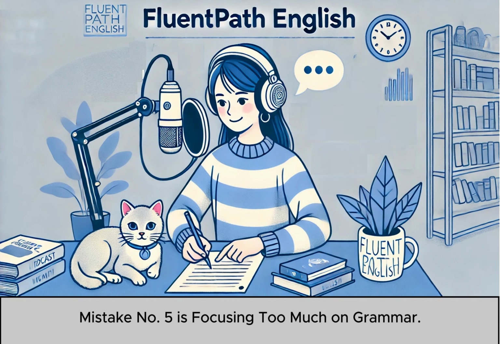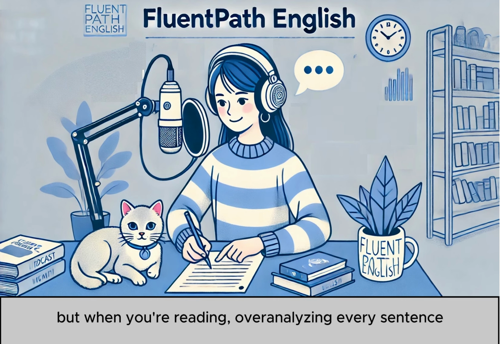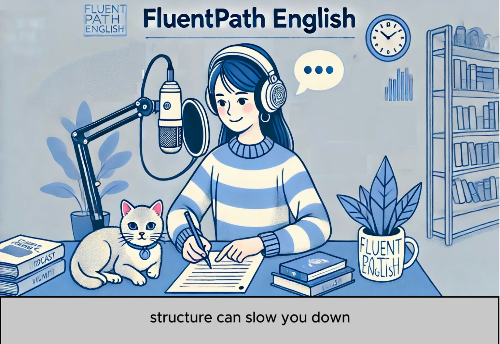Mistake number 5 is focusing too much on grammar. Of course, grammar is important, but when you're reading, overanalyzing every sentence structure can slow you down and make the experience less enjoyable. How to avoid it? Focus on the meaning first and grammar second. If you don't understand a sentence, reread it. If you're still confused, make a note and come back to it after finishing the passage. Remember, fluency comes with practice.